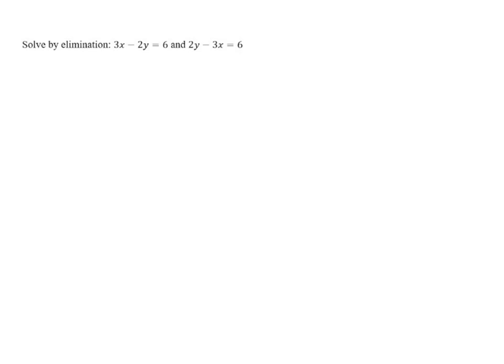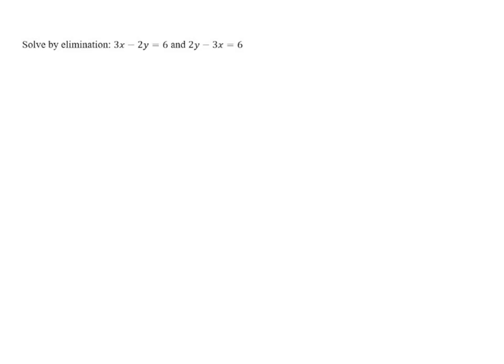Solve by elimination. 3x minus 2y equals 6, and 2y minus 3x equals 6. One thing to notice here is that the second equation isn't in the same standard form that the first equation is. In fact, all of the equations that we've seen with elimination have had the x term first and the y term second. We're going to want to rearrange them so that everything lines up when we perform the elimination.